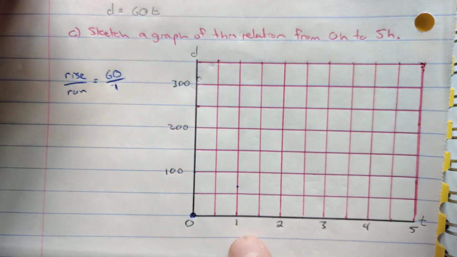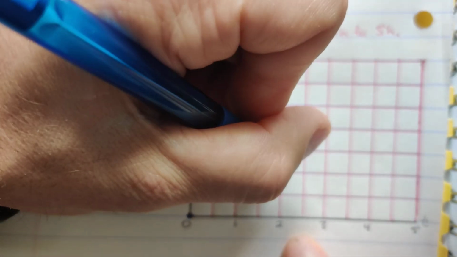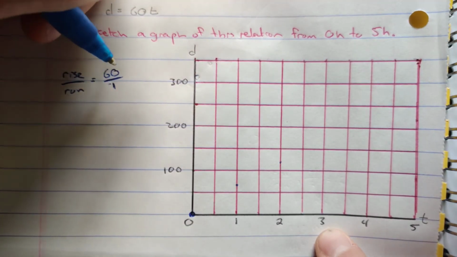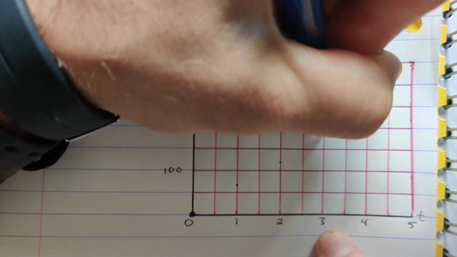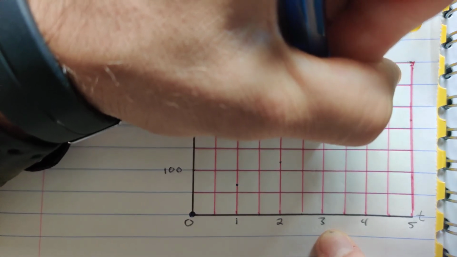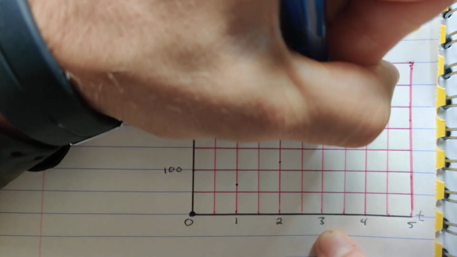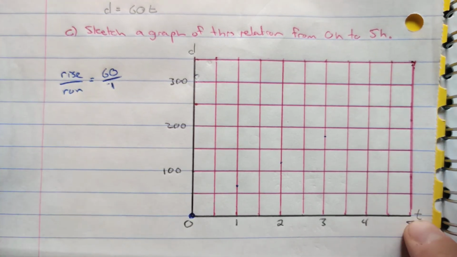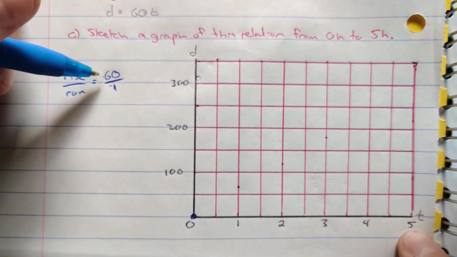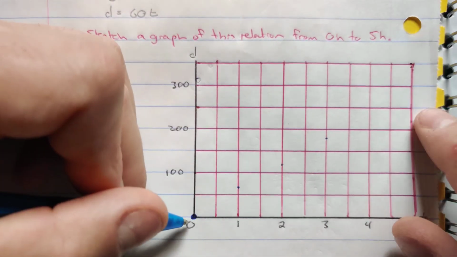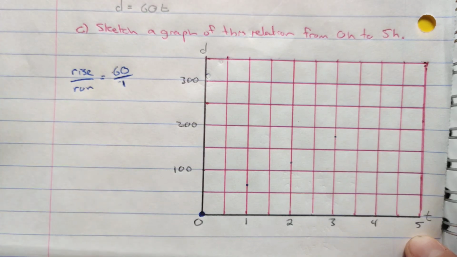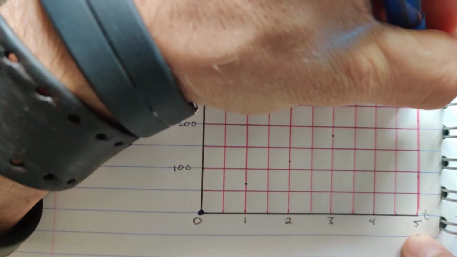So 1 and 60 would be about right here. 2 and about 120, up another 60. 3 times 60 is going to be about 180. So about 175, probably about right here. We could end up making a full table, but we'll just do 2 points here, and it's good to do 2 points that are spread apart, so I'm going to skip 4, go right to 5. 5 times 60 is going to give us 300.